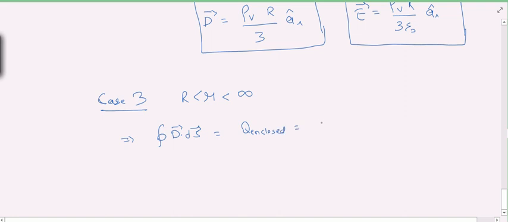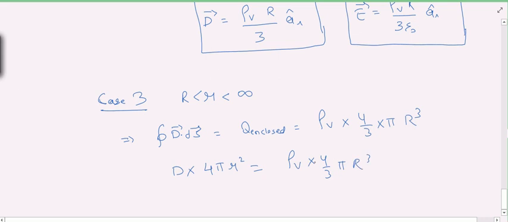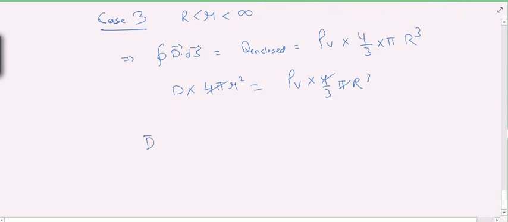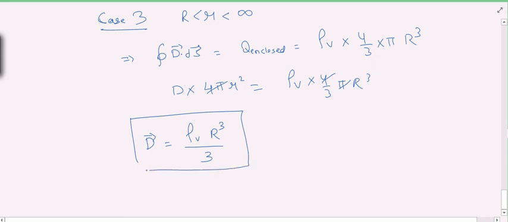The total charge of the conducting sphere, that is nothing but the volume charge density multiplied by the volume 4 by 3 pi r cube. So this becomes D, and integral of dS makes it 4 pi r square. So if I solve this, so many things get cancelled. 4 pi from here, and the value of D, if I write in vector form, will be rho v multiplied by r cube divided by 3. This will be the value of D, and the direction will be a r cap.